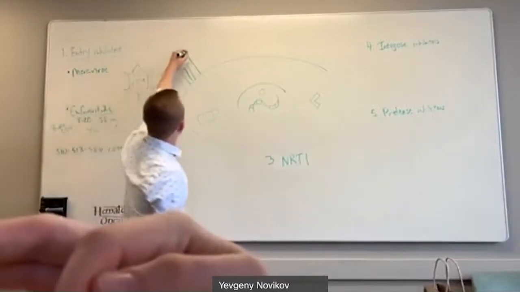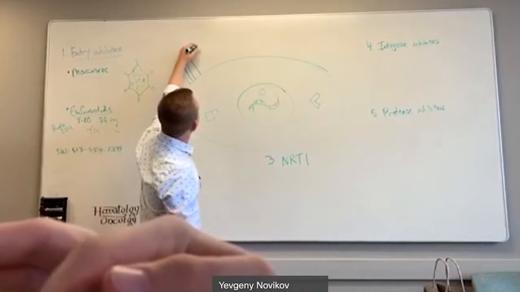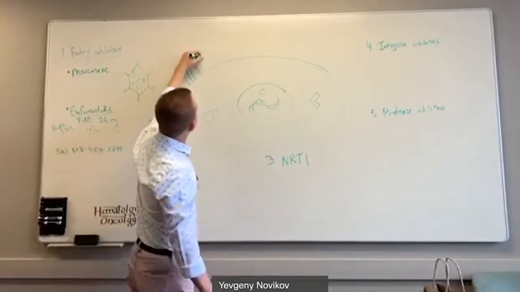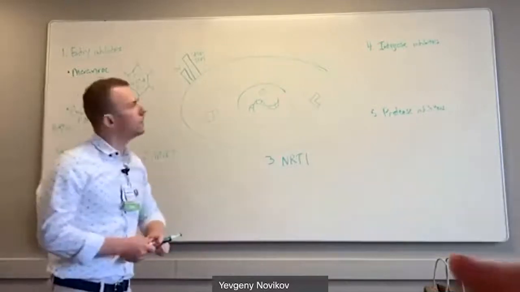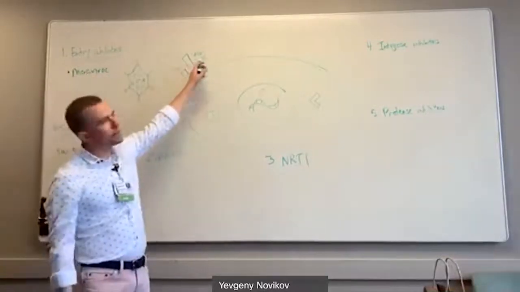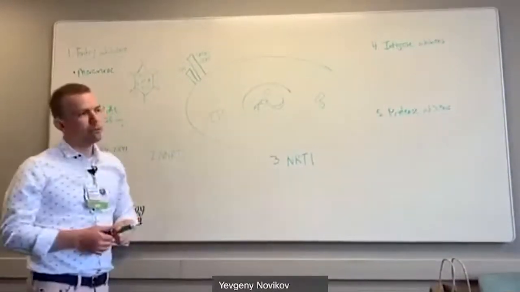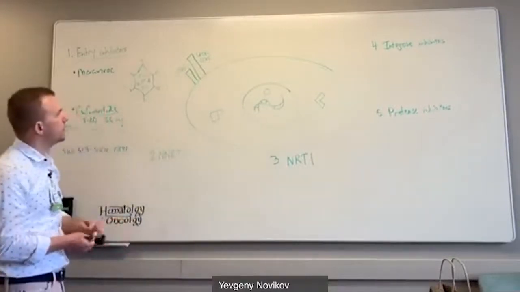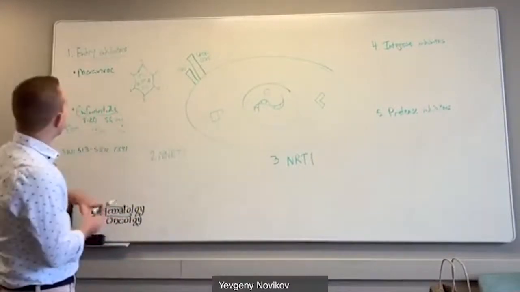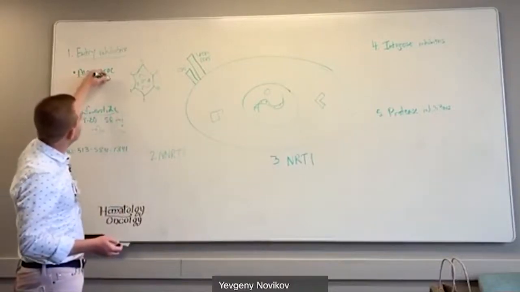The other one is Maraviroc. So remember that to get into the cell, you need to bind to both CD4 and the co-receptor. The co-receptors are CXCR4 or CCR5. You can pick either one. The HIV has what it likes to use. Doesn't matter to the cell. So Maraviroc is a CCR5 antagonist.